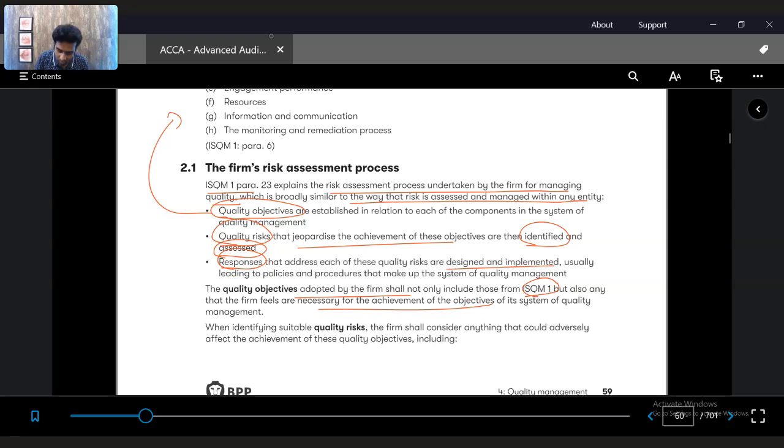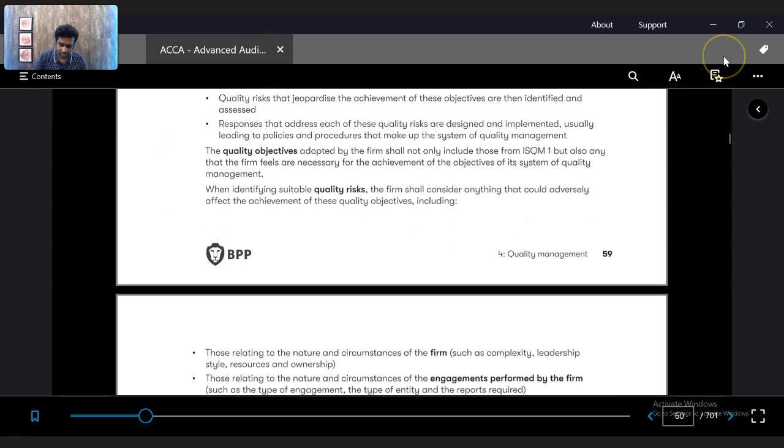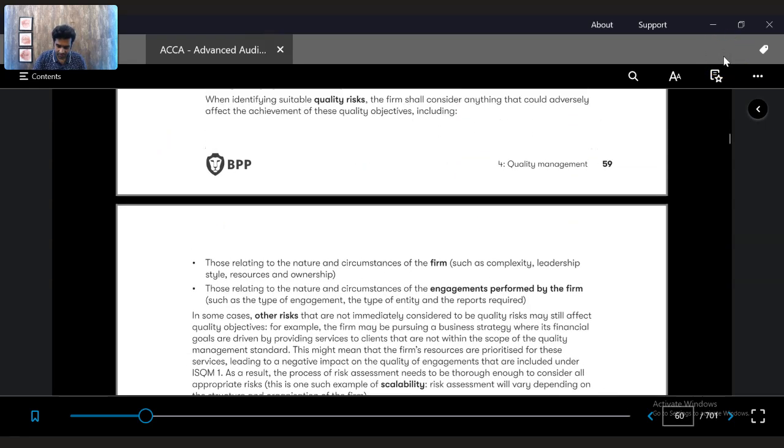which will lead to certain policies and procedures that make up the system of quality management. So you first identify the objectives, you then identify what are the risks that could affect the objectives, and then create necessary responses: how you will tackle the risk so that the risk will not go further and attack the objectives of the firm. That is the process of the risk assessment.